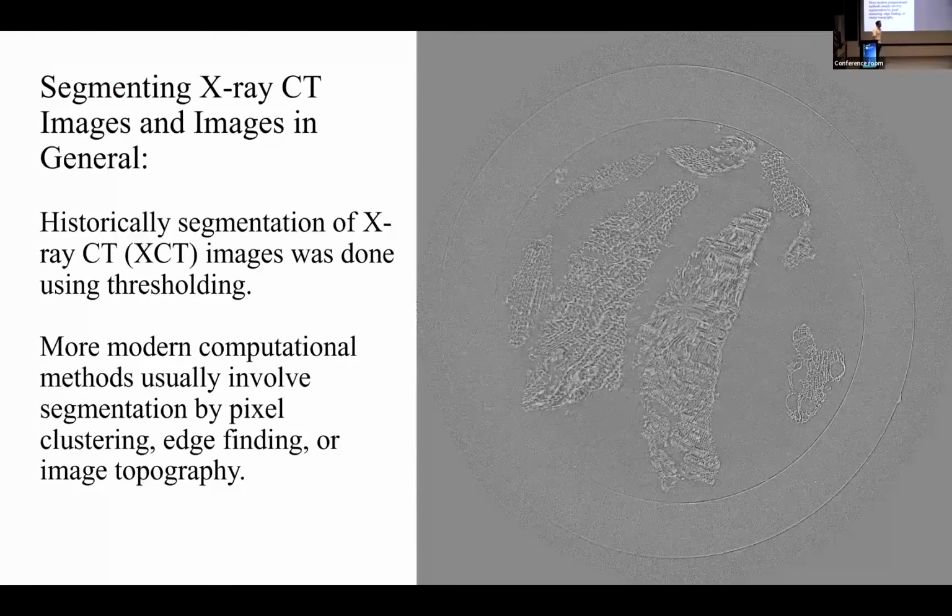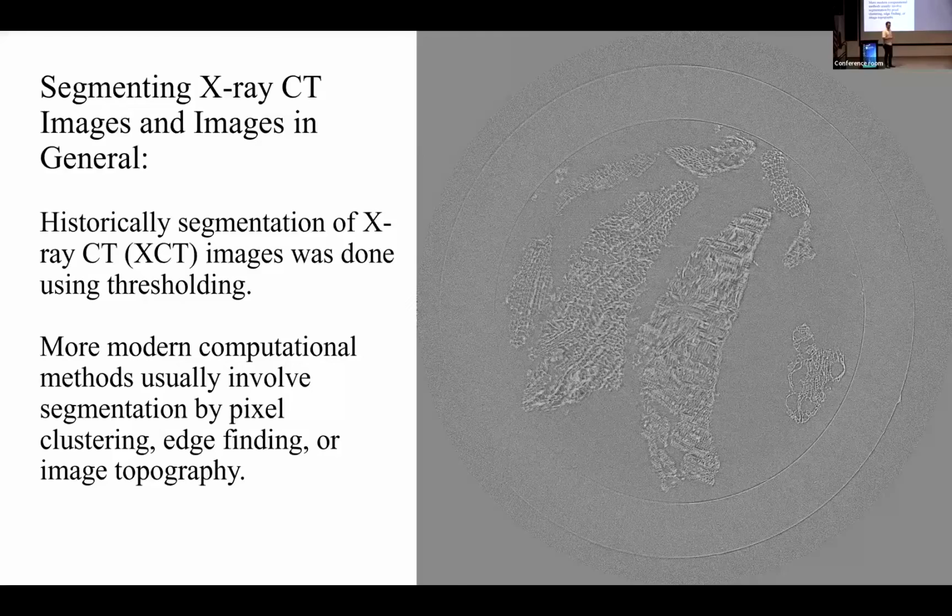So historically, segmenting X-ray CT data and images in general has often relied on thresholding. That's separating an image into different grayscale values or different color values. And that works pretty well with simple images. Here's a single slice from an X-ray CT scan of biochar. You can see the solids are light colored and the pore spaces are dark colored. So you could just separate the histogram into light and dark areas and get a nice representation of the biochar.